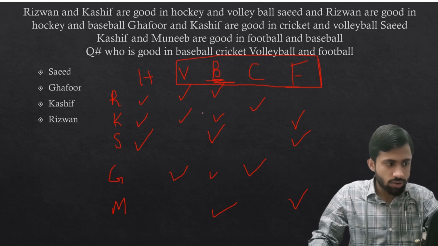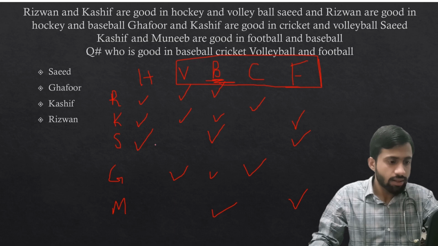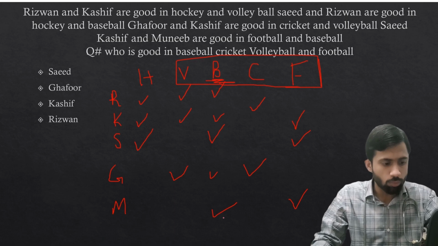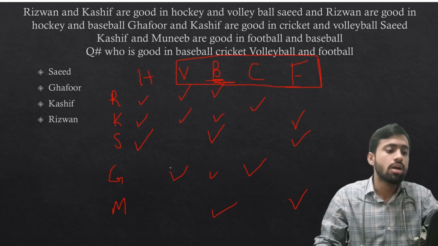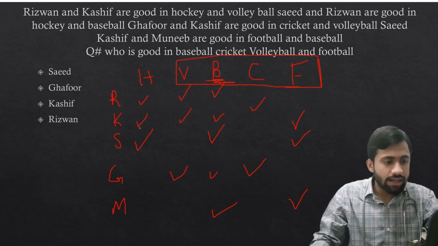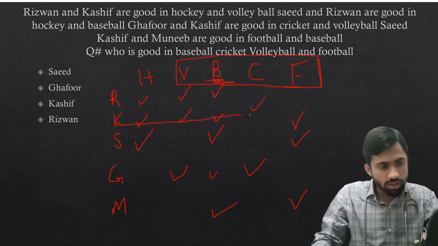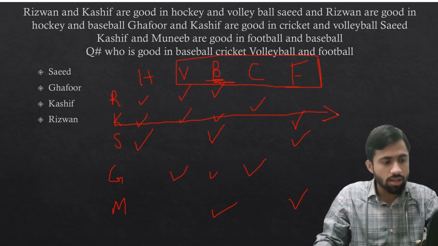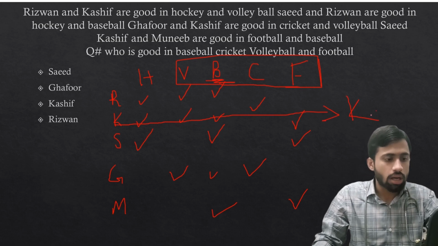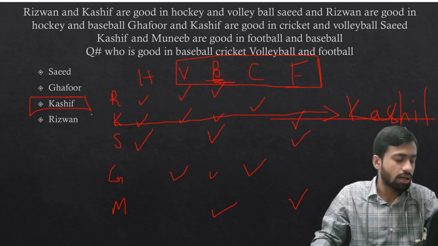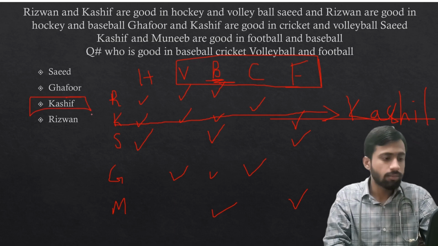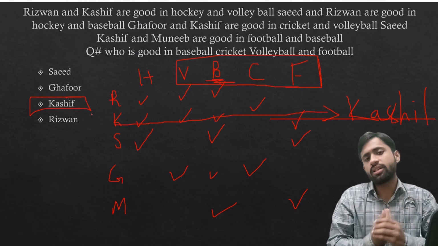So Rizwan is gone. Kashif is a good candidate. Saeed is gone for volleyball. Ghafoor is gone for football. Munib is gone for cricket and volleyball. So the best choice was Kashif. He is good in all. Kashif is the answer. Clear? So basically arranging the data in this form will help you a lot.